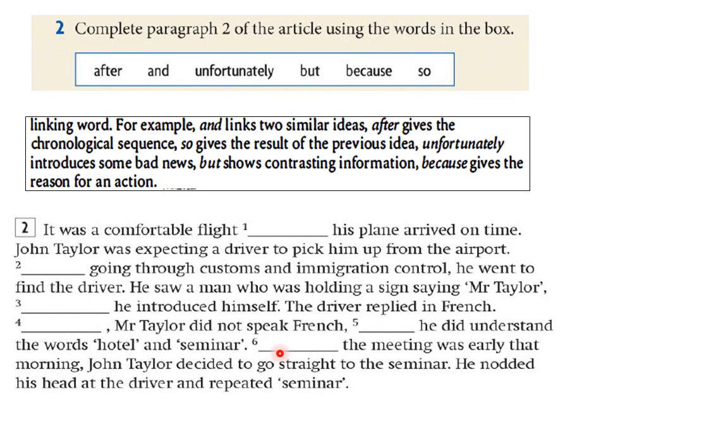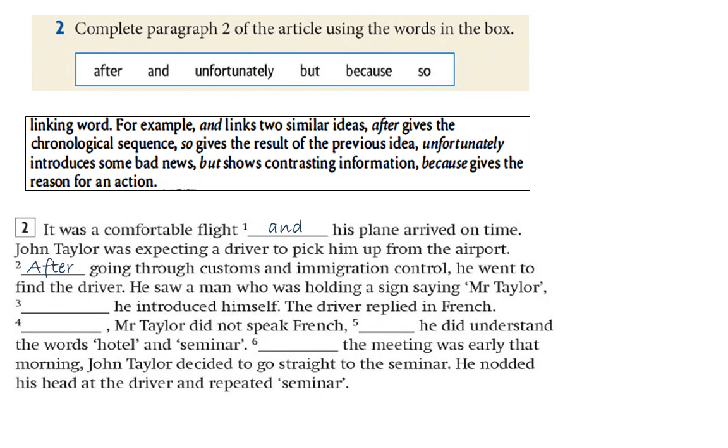Unfortunately. Blank number 6. The meeting was early that morning. John Taylor decided to go straight to the seminar. So this is like a reason: because the meeting was early that morning, John Taylor decided to go straight to the seminar. So here we can use because. He nodded his head at the driver and repeated seminar. So the one word we have not used is and, which should be used in the first blank.